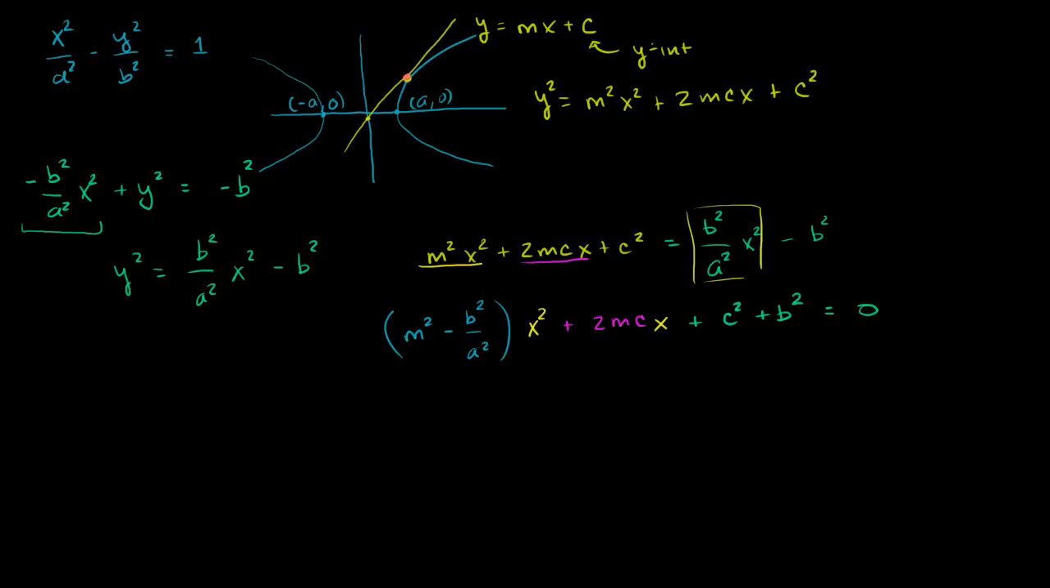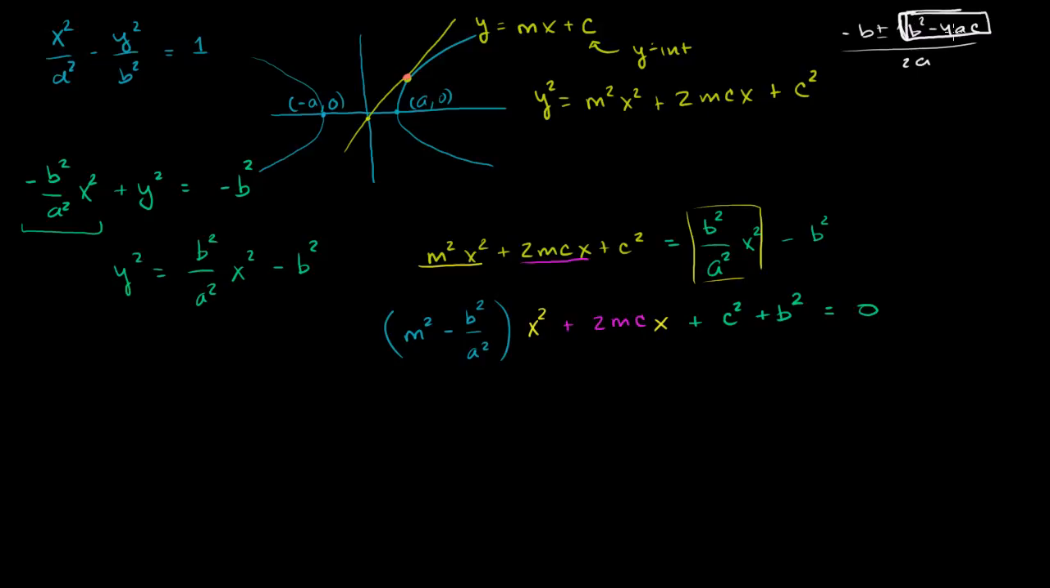In order for this thing to only have one solution, the discriminant of this quadratic equation has to be zero. Remember, when you do the quadratic formula, and these are completely different, negative b plus or minus the square root of b squared minus 4ac over 2a. You're only going to have one solution if the discriminant is equal to 0. If b squared minus 4ac is equal to 0, then you only have the solution negative b over 2a. So for the tangent line, you can only have one x that satisfies this equation.